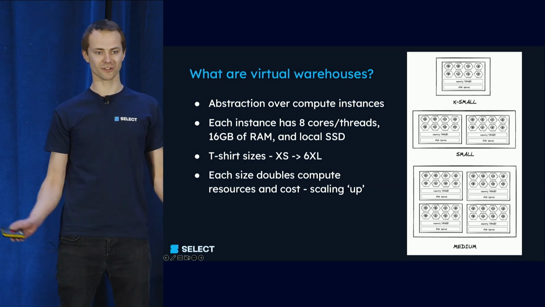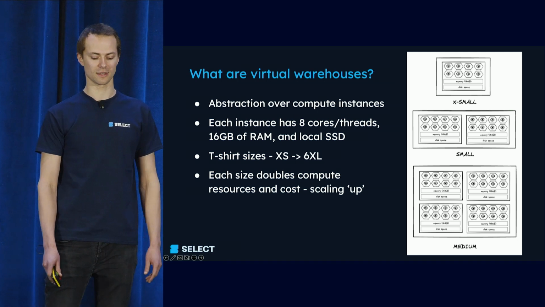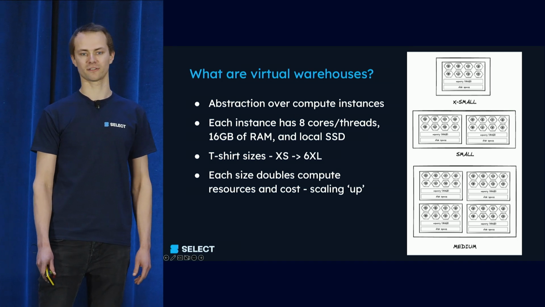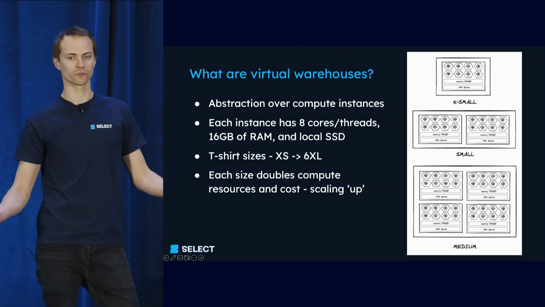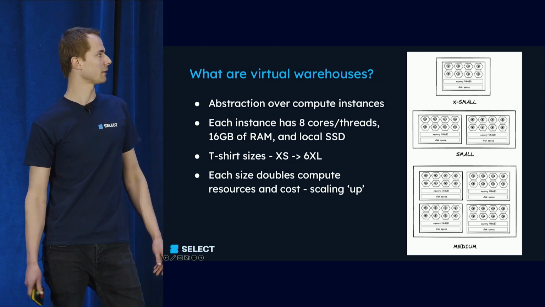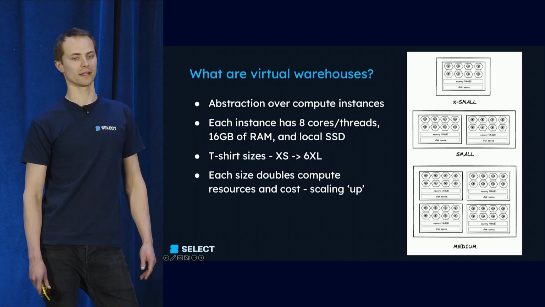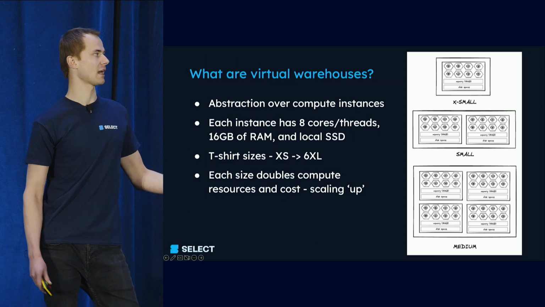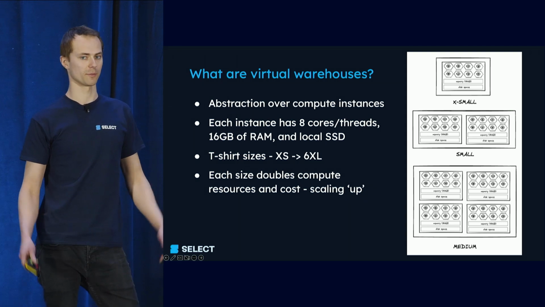Snowflake uses these t-shirt sizes to designate the resources available to each warehouse size, and they go all the way from an extra small to a 6XL. And each size represents double the resources available, but also double the cost as well. And increasing the warehouse size is called scaling up. So that means that the query has more and more resources available to run on top of, which should give it more performance.